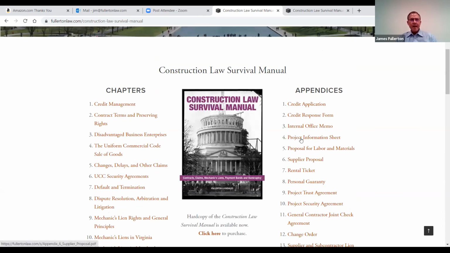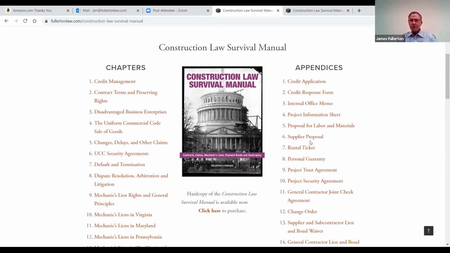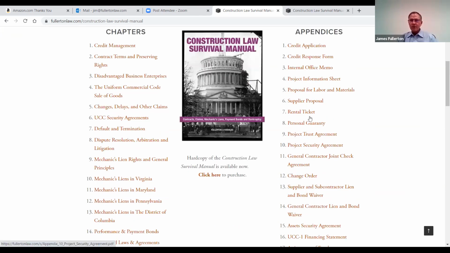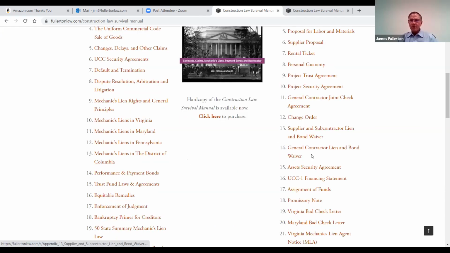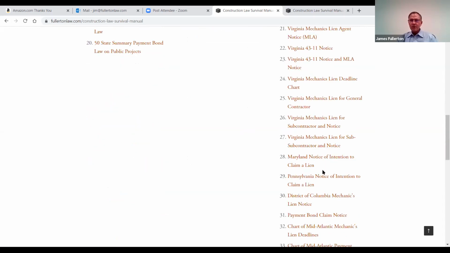All kinds of forms: the perfect proposal for labor and materials, the perfect supplier proposal, personal guarantee forms, trust agreements. These are joint check agreements, essentially. Change order form. But then you get into the mechanics lien forms, and I wanted to point out 2 exhibits. 31, payment bond claim notice.